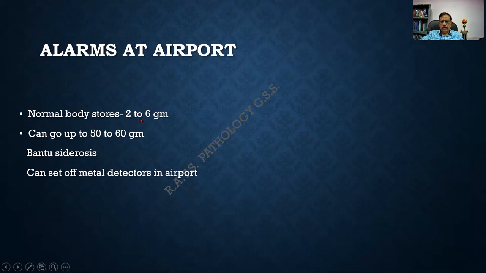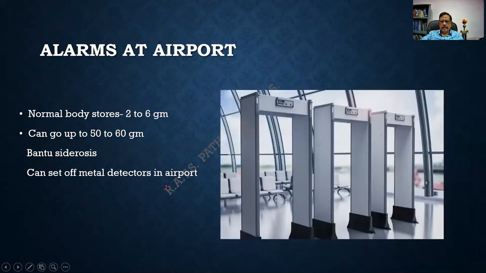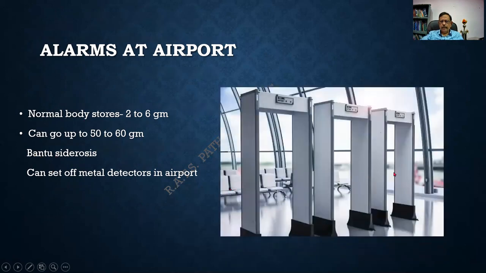The normal body store is about 2 to 6 grams. It can go up to 50 to 60 grams. There is a condition called as Bantu cirrhosis, and this can set off metal detectors in the airport. They say that when this patient with hemochromatosis passes through the metal detector, the alarm is set on and it starts ringing. Such is the volume. It might be an exaggeration, but we shall see towards the end whether it is true or false.